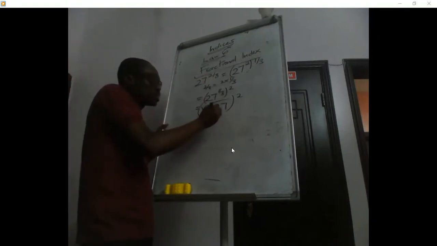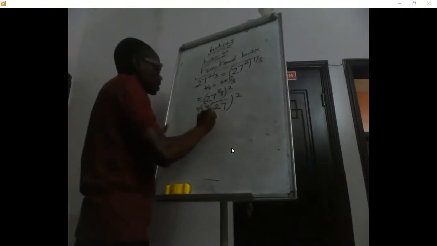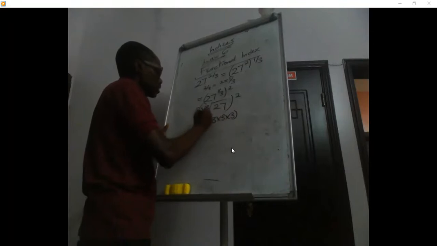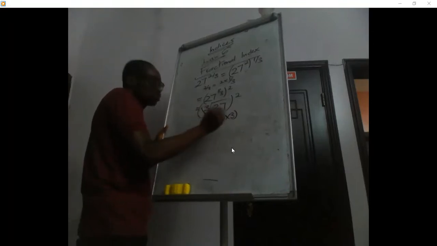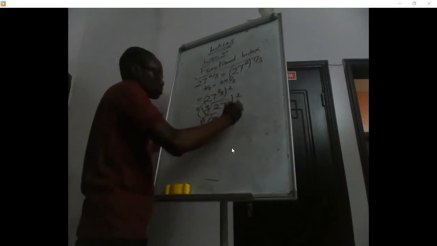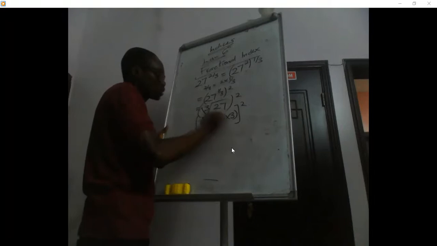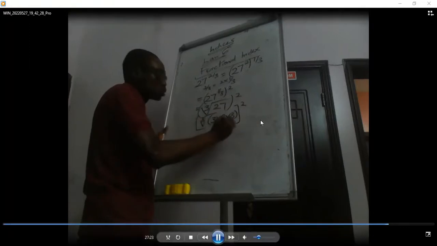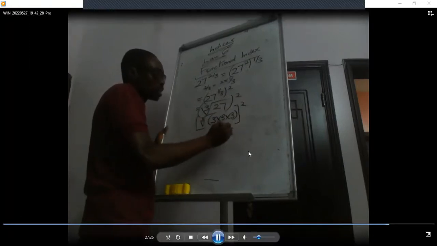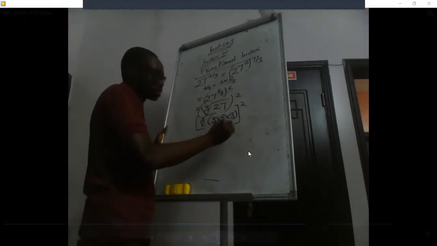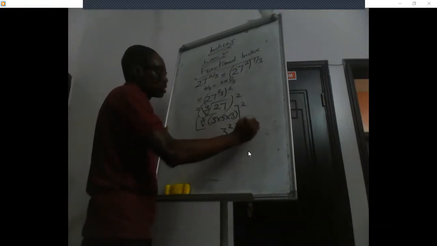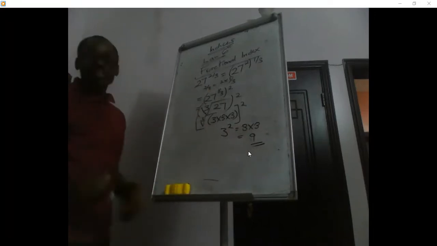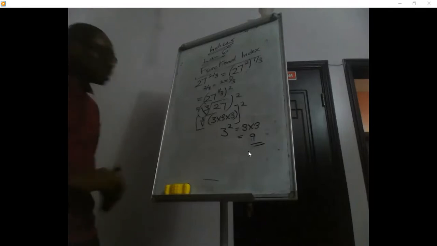So 27 is the same thing as 3 times 3 times 3. Cube roots: 1, 2, 3. You just pick one of the 3. Raise power 2, pick one of the 3. The cube root of this is just picking one of the 3. Then raise the power 2. 3 raised to power 2 is the same thing as 3 times 3, which is 9. So the second method is actually quicker and easier to execute.